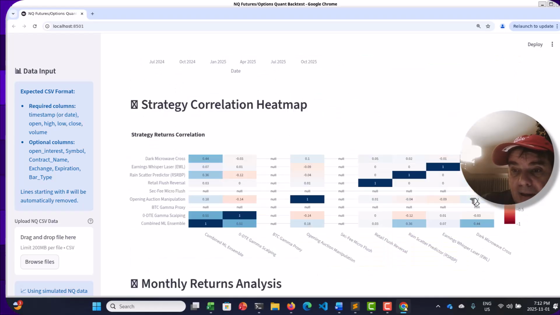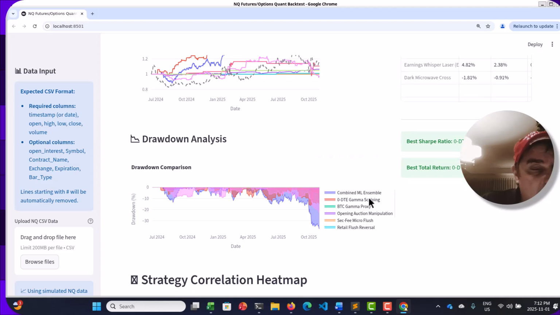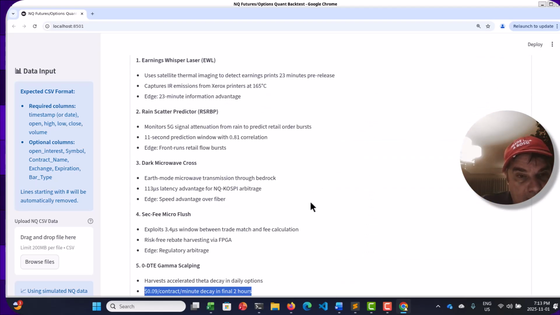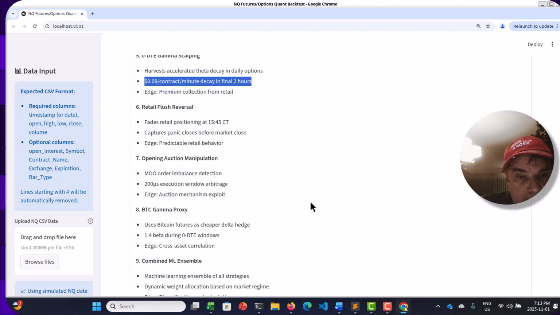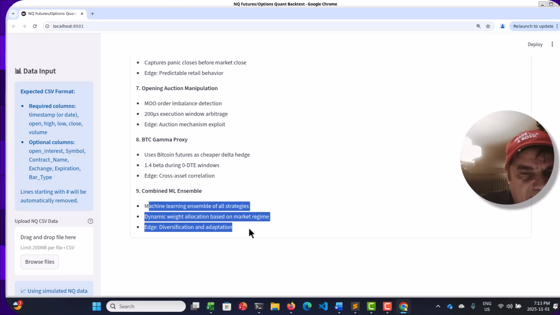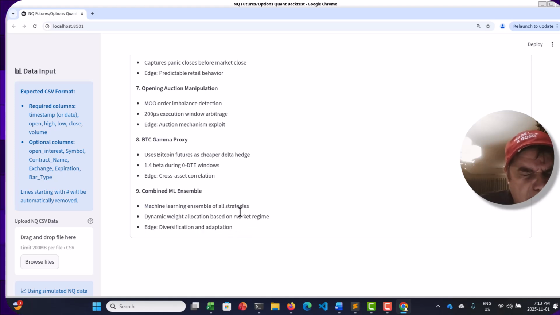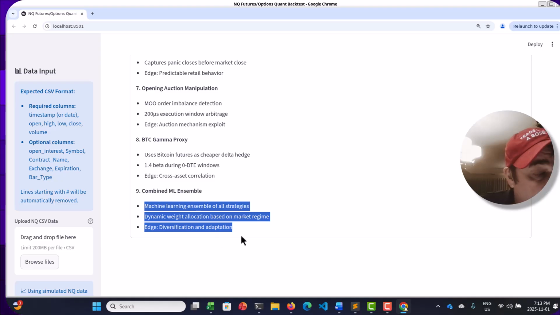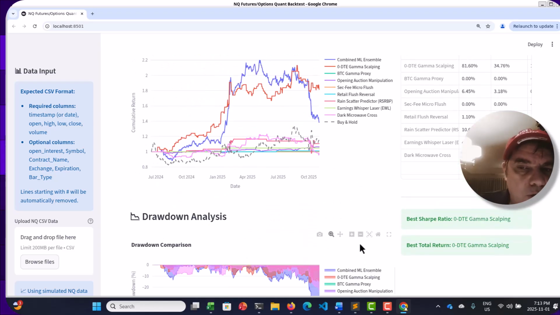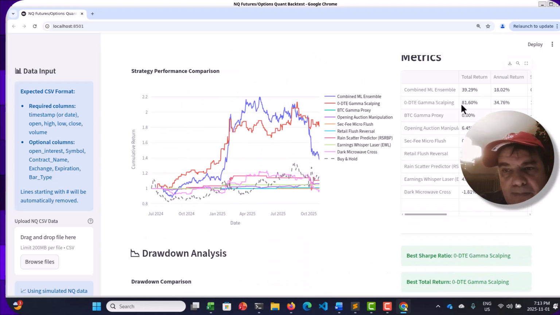The other one that came out, again, let's see the other one. So the next, oh yeah, was the ML ensemble. So we can find that one. BTC, yeah, right here. So the combined ML ensemble, which was pretty good. It's an ensemble of all strategies, dynamic weight allocation on market regime, edge diversification adaptation. So this is a very good one actually, because this one will self-adapt using machine learning, and you get a pretty nice return. But here's the problem.